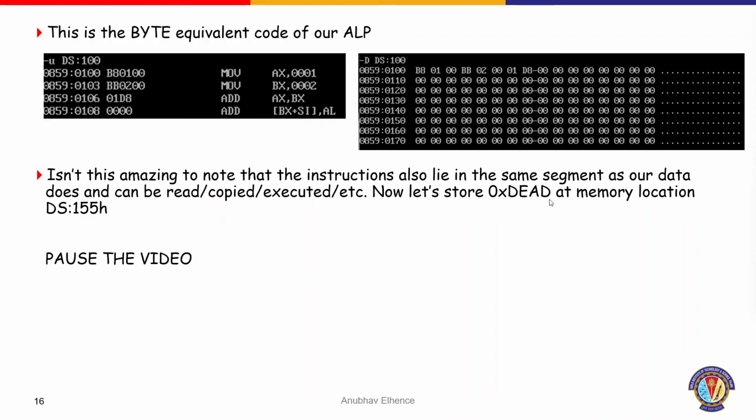For doing that, let's store this DEAD at memory location DS:155H. There are many four-digit words, like dead, beef, and all these things, which are sometimes used because they are in the hex format also. So let's try to store dead at memory location 155H, and I highly recommend that you pause the video and give it a try because it's very simple based on the exercise which we just did. So pause the video. All right, let's store that now.